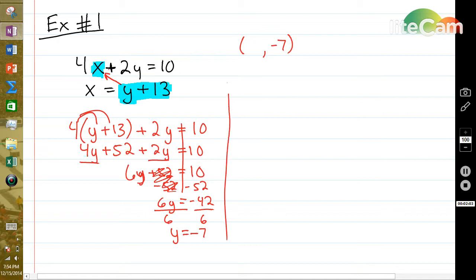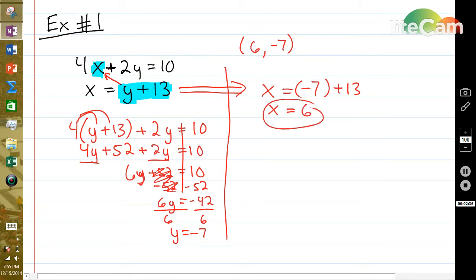In order to find the x, we must plug negative 7 in for y into one of the two equations. While it doesn't matter which one you choose, it's more efficient to choose the equation that already has a variable solved for. So the second equation, x equals y plus 13, I'm going to plug in negative 7 for y. So x equals negative 7 plus 13. Negative 7 plus 13 is 6. So you have found your x coordinate of your solution. These two values make up the point at which these two lines cross, or the solution to the system.